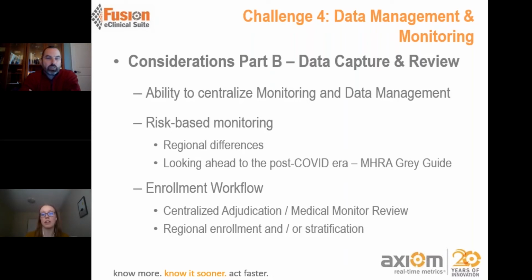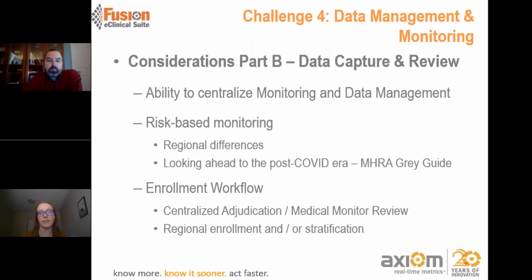Yeah, of course. Just as Heather said, the regional differences in monitoring are not to be overlooked. The MHRA Grey Guide gives an excellent overview of risk-based monitoring, for example, which can be applied in principle to all regions. So again, it's good to have that local knowledge of what the expectations are in that European region, but also the ability to apply that across the board. So I'd recommend anybody who's looking at a global study to start with that reference and then scale up from there.